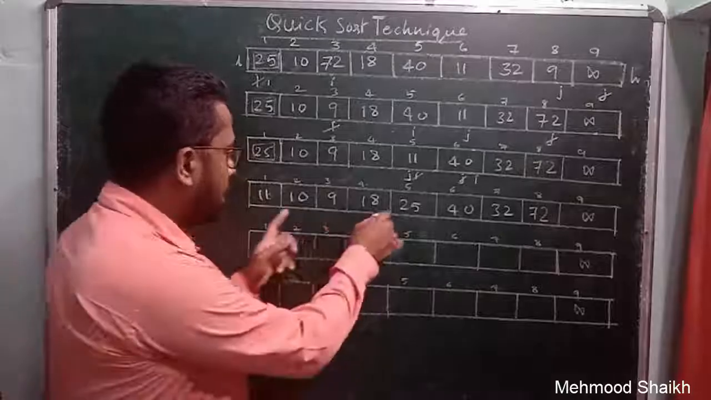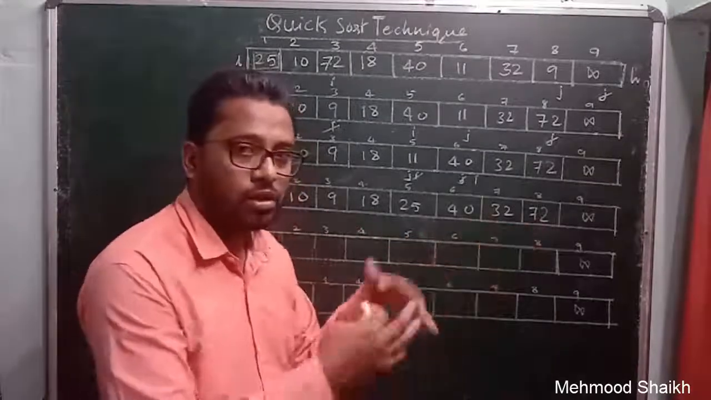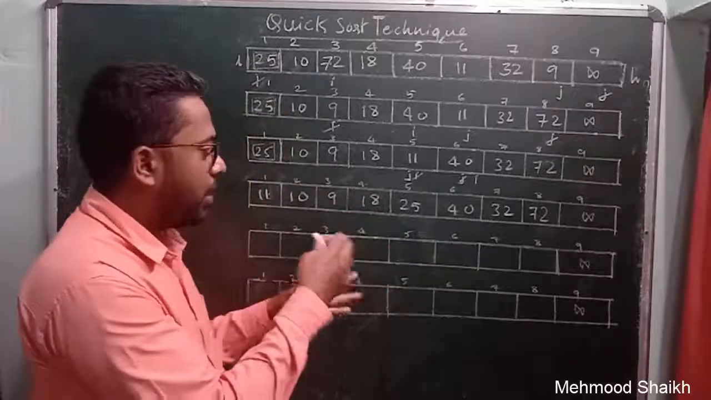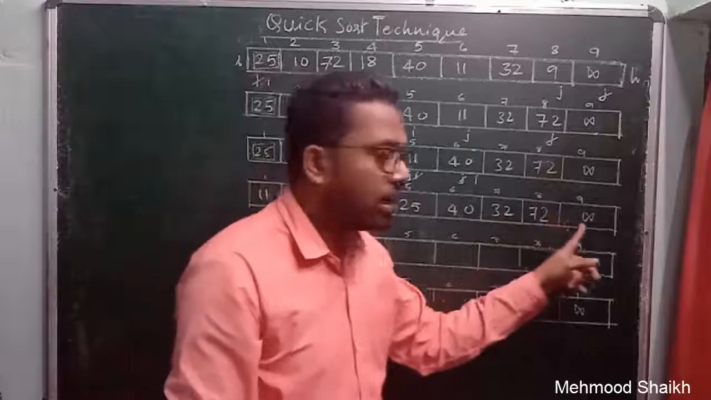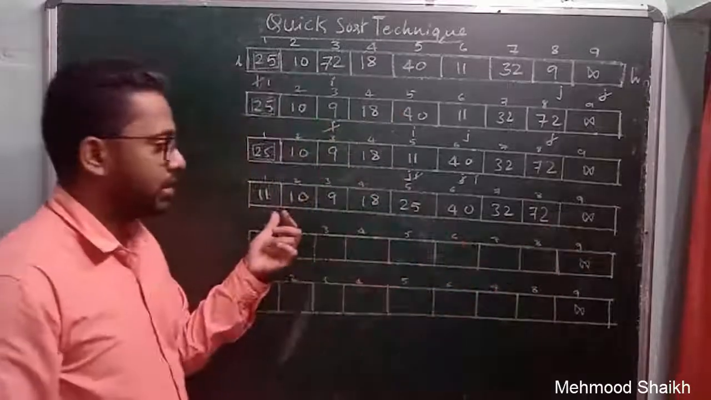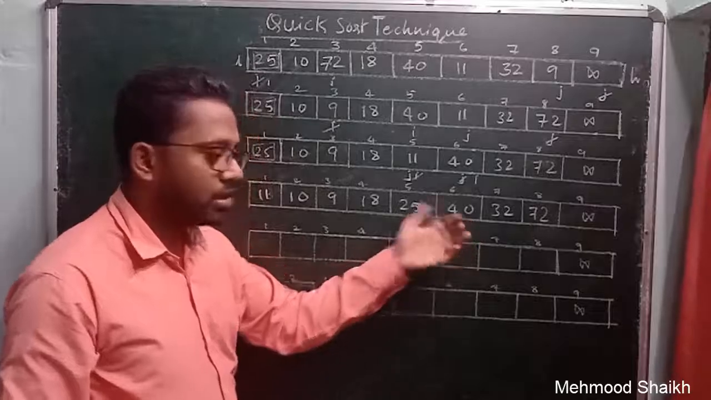Okay, but all these elements on the left side are not sorted, and all the elements on the right side are not sorted. We still have to apply the recursive quicksort technique on the left side as well as on the right side to sort these elements. But the partitioning index element is now sorted.